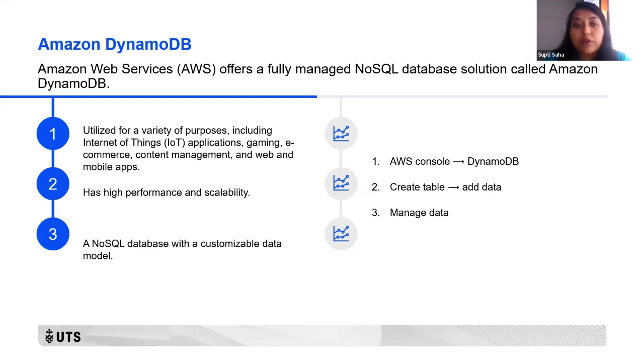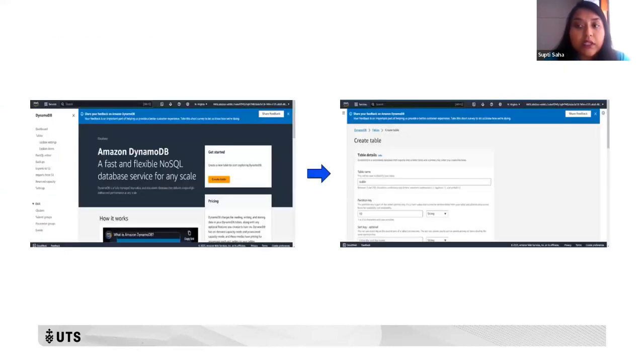The steps are, after going to the AWS console, we have to go to DynamoDB, and there we have to create the table and input all necessary data, and then we can manage the data. So here are the steps.